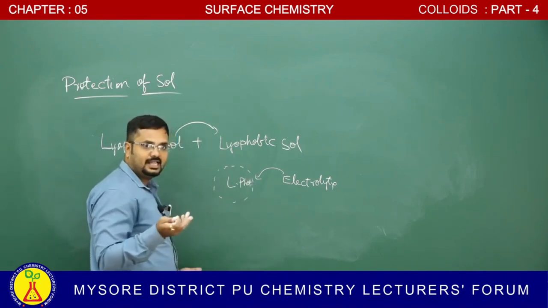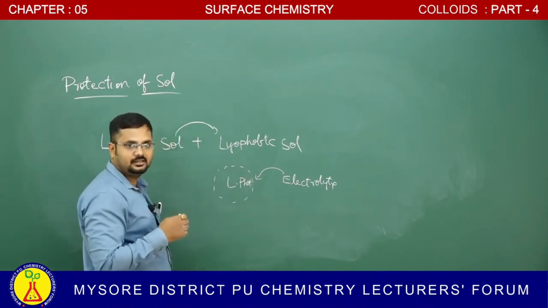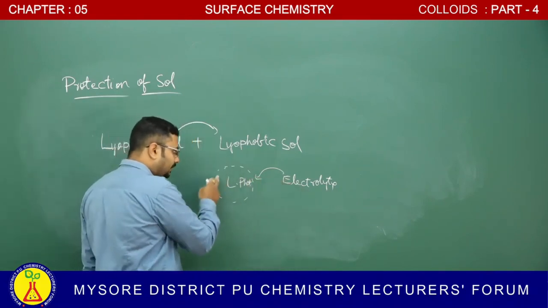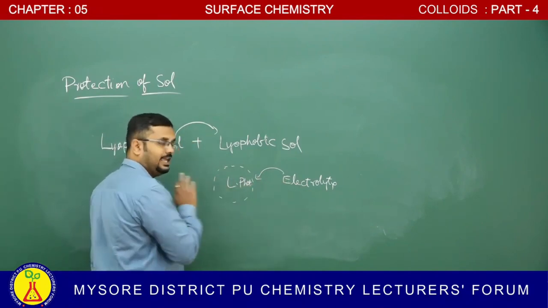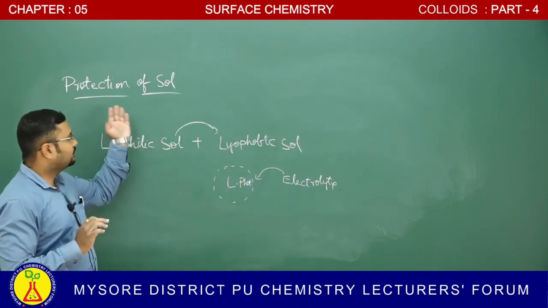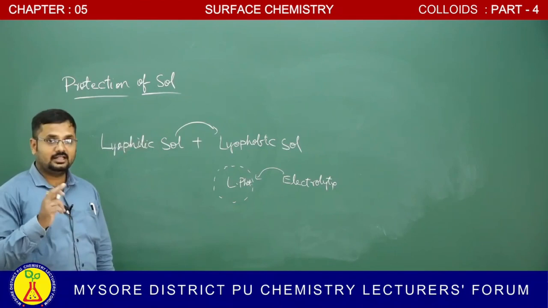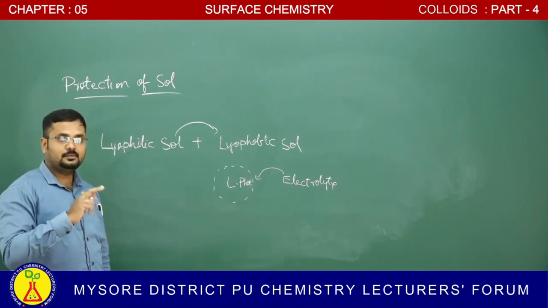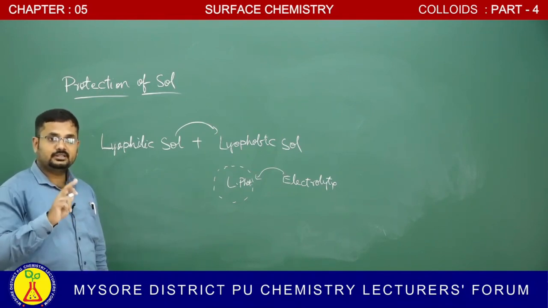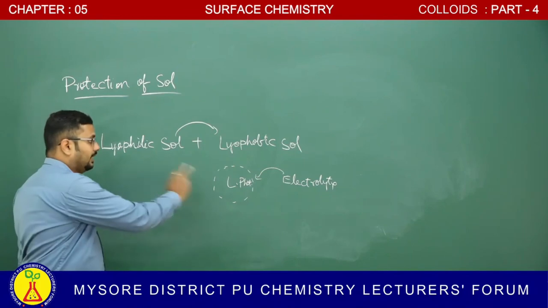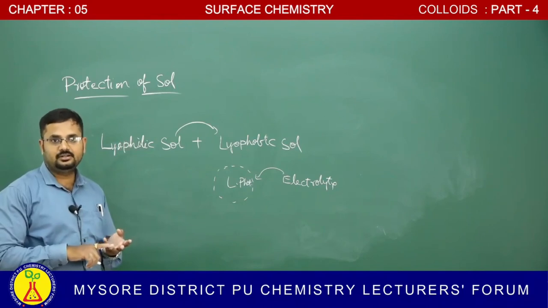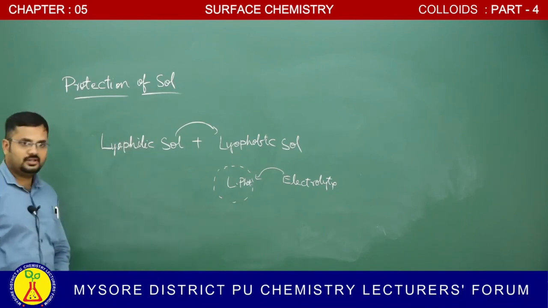Which is the protecting layer now? Lyophilic sol is the protecting layer. Therefore, when an electrolyte comes near, this lyophilic sol will not allow the electrolyte, so this lyophobic sol is protected. This is what we call protection of sol. So lyophilic sol protects lyophobic sol, because lyophilic sol is stable compared to lyophobic sol because of those two factors, one solvation and the other charge. So this is about protection of sol.